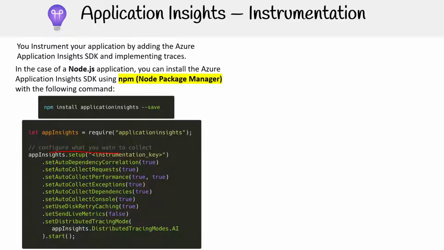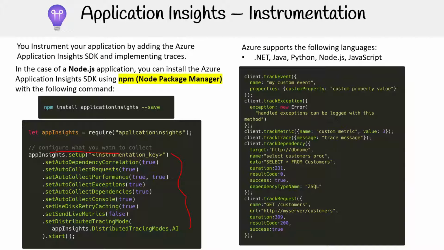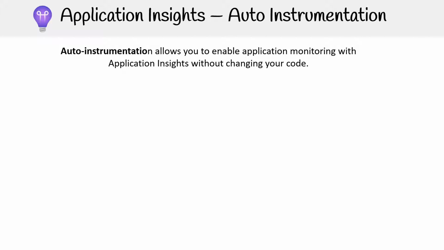Here, this piece of code lets you configure what you want to collect. Azure supports the following languages: .NET, Java, Python, Node.js, JavaScript. Auto instrumentation allows you to enable application monitoring with Application Insights without changing your code.